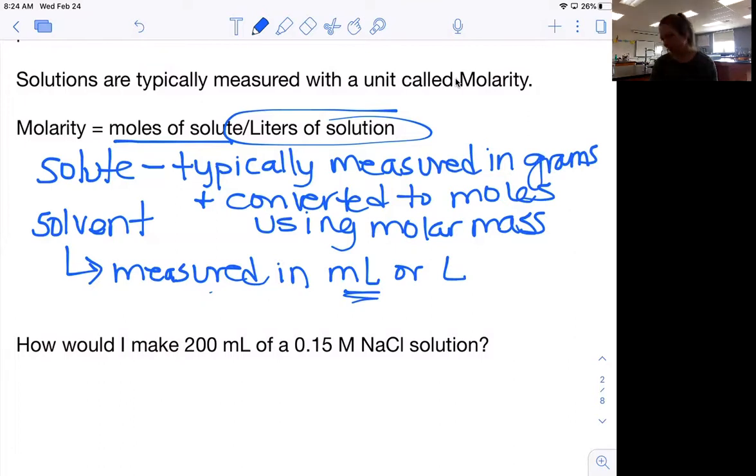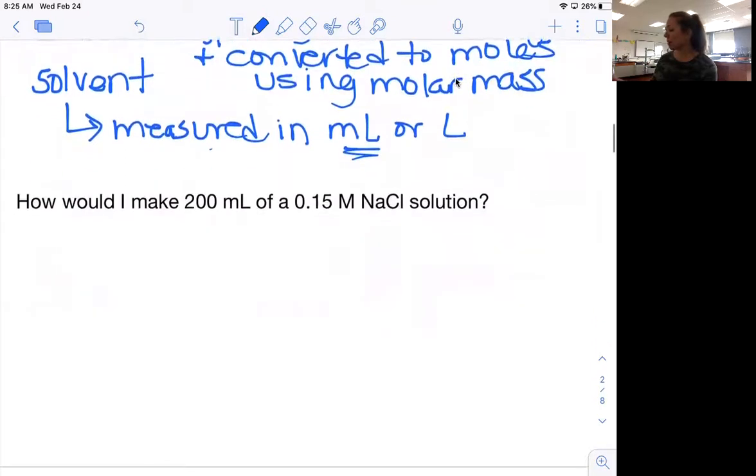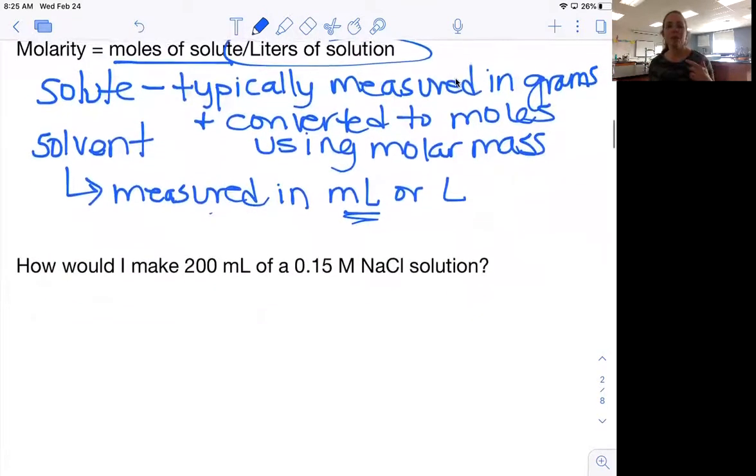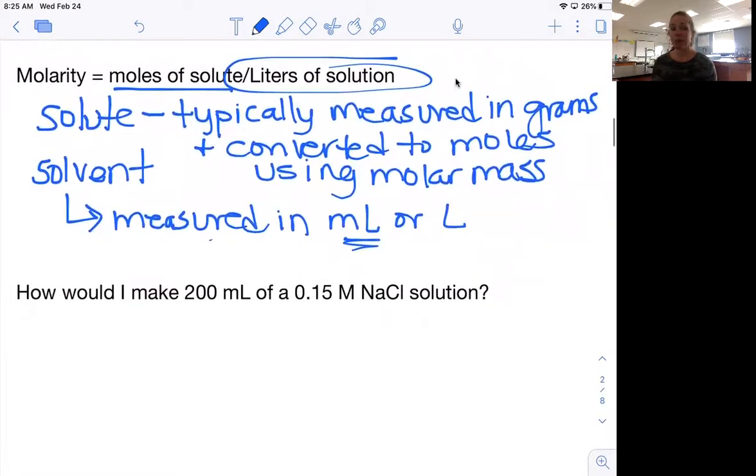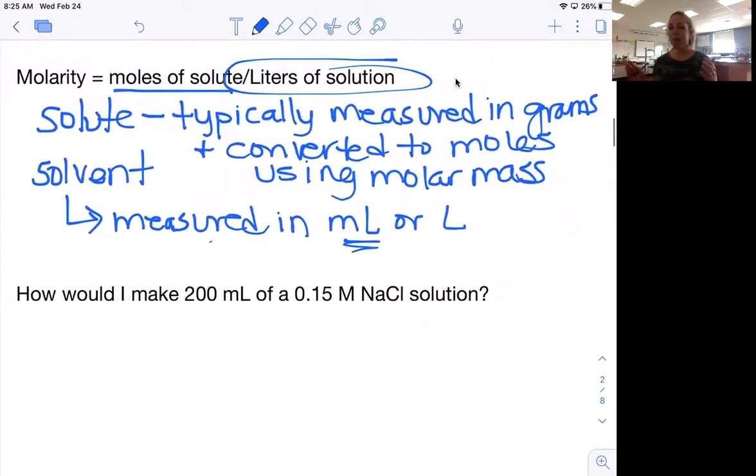So, all right, I'm going to show you how you would actually do this in a lab. We're going to do a little bit of math first, and then I'm going to make this solution for you. So let's say you had a problem, because here's the thing. You need to understand this mathematically and how to do the calculations. But this is a concept, and they ask this very often: how would you prepare a solution using this?